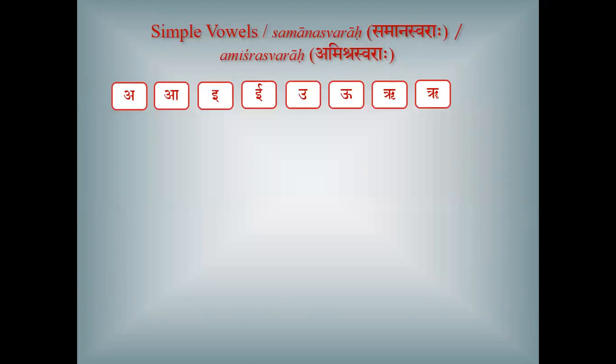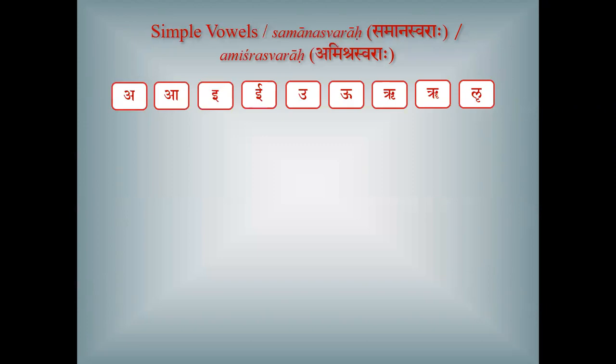So then the next one is Ḷ. This is a peculiar vowel, not much used in the language. It is there, but not much used. Therefore, no need to bother about this letter. So A, Ā, I, Ī, U, Ū, Ṛ, Ṝ, Ḷ. How many letters are there? 2, 4, 6, 8, 9. 9 letters are there. These 9 letters are called simple vowels. Why it is simple? I'll tell you later.